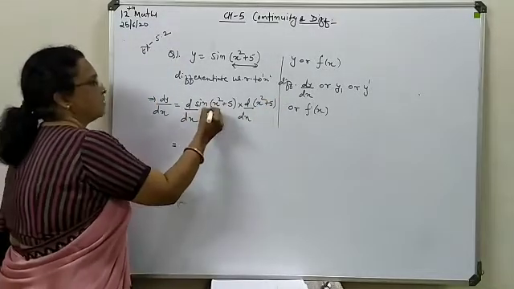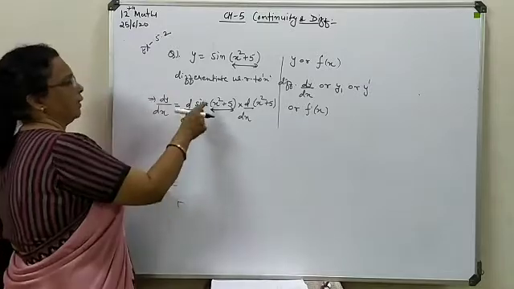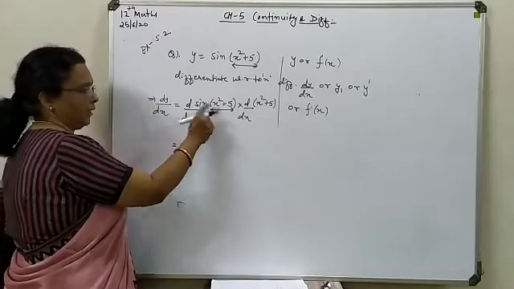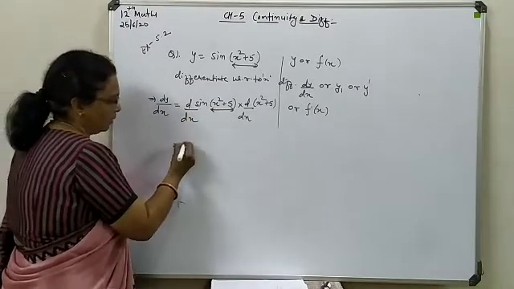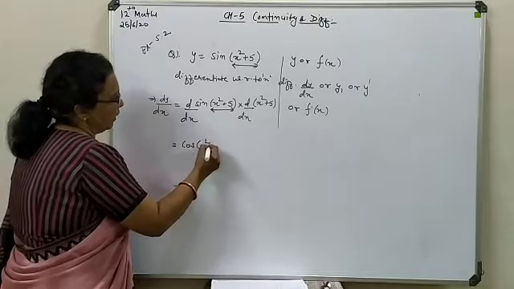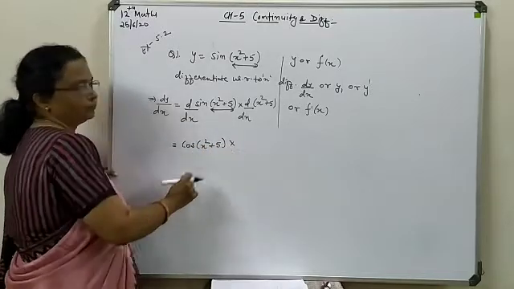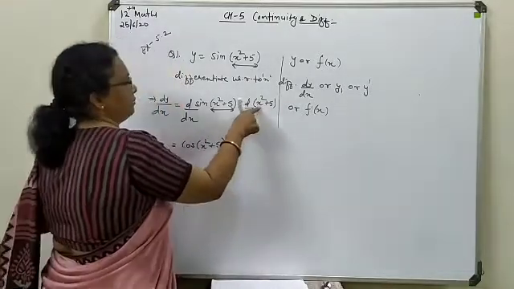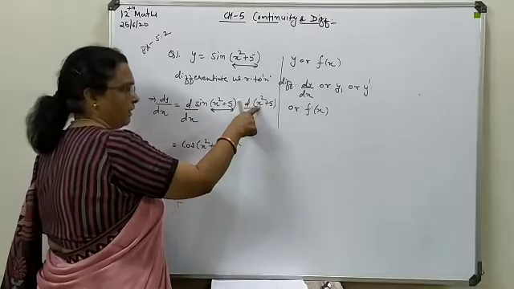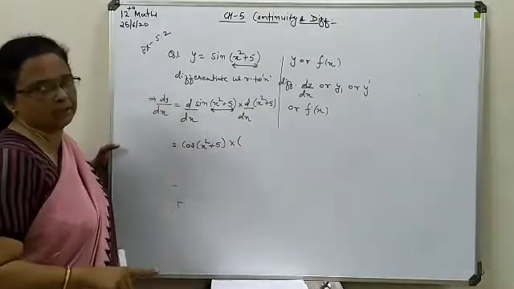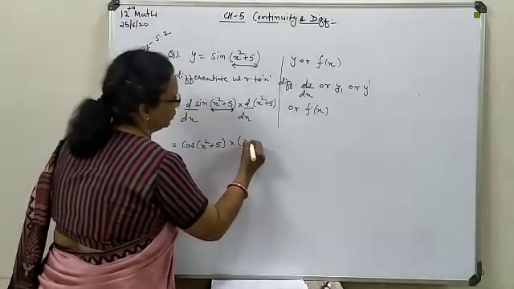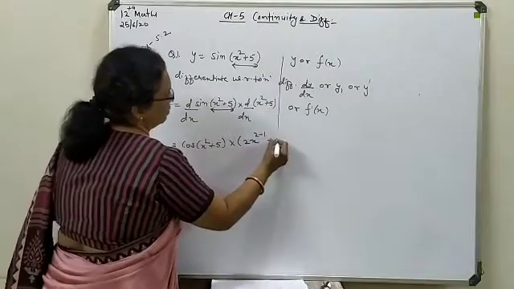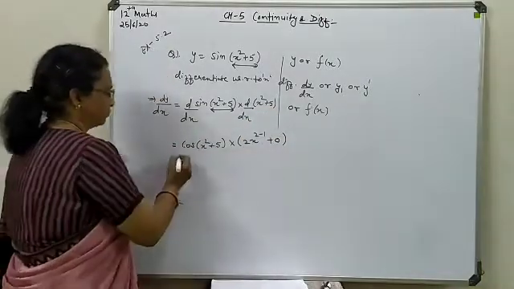Now this is to be treated as theta or x. The differentiation of sin x was cos x. So the derivative of this whole combination will be cos of (x square plus 5) into the derivative of x square plus 5. X square is to be treated as x power n, so this will be 2 x power 2 minus 1. This 5 being a constant, its derivative will be 0.